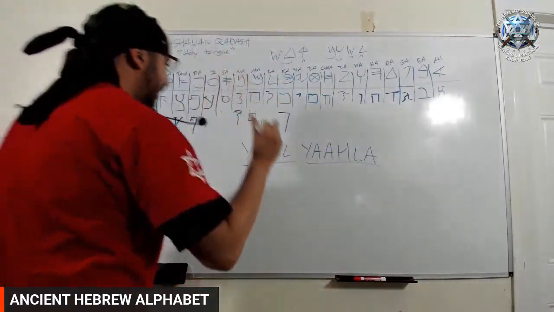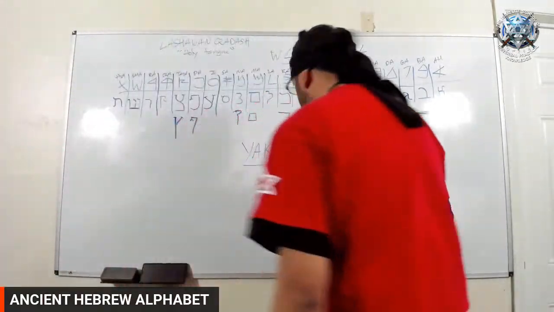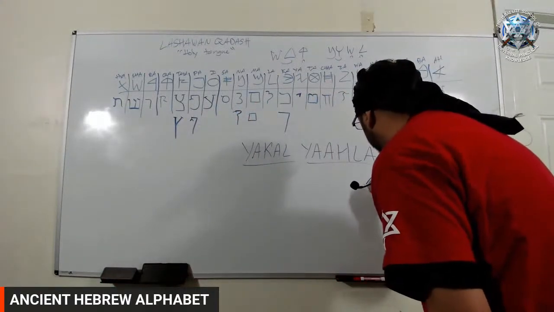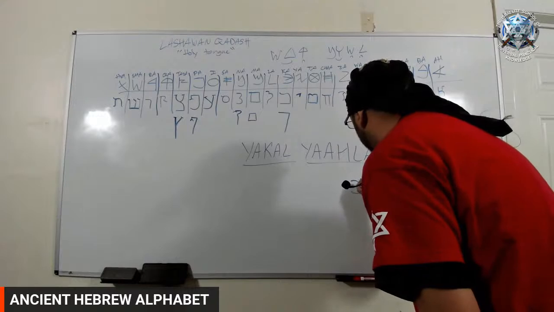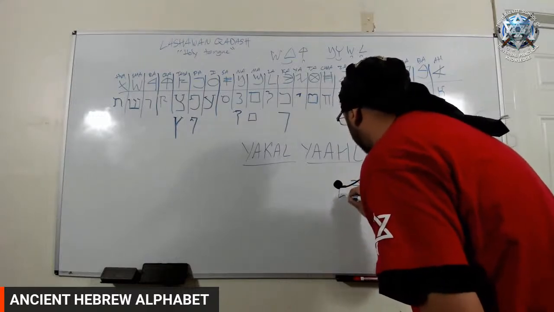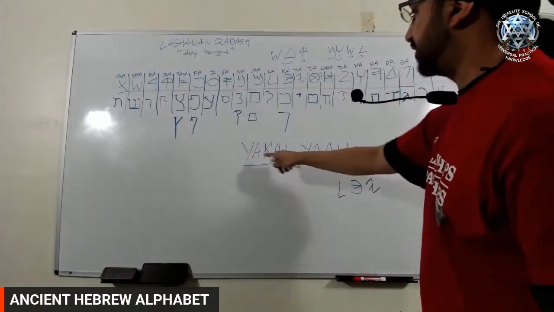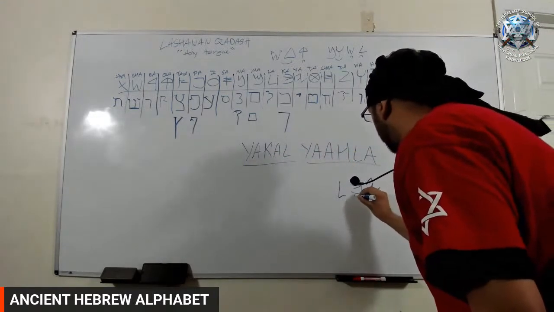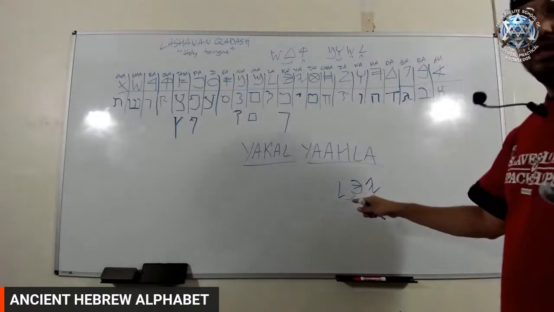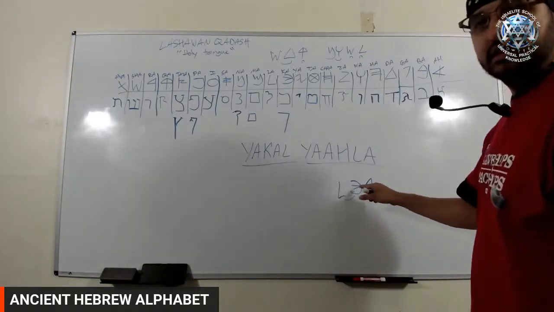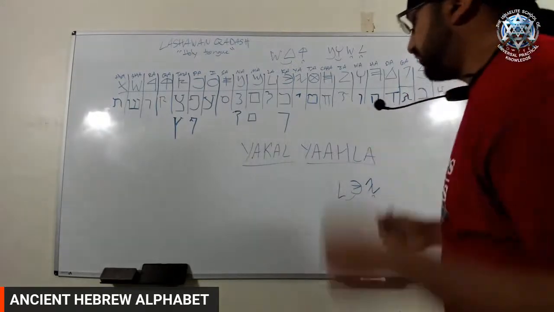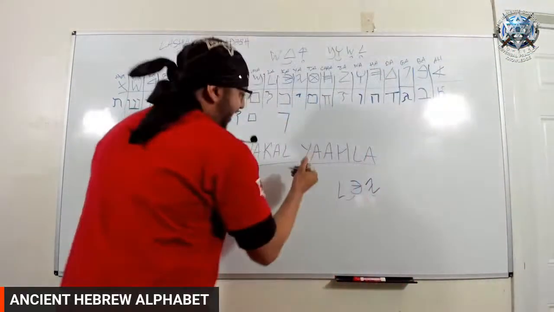Okay, so Yakal, I'm gonna start off with the ancient Hebrew version. Ya, Ka, La, right? Because there's 3 letters here. Ya, Ka, and then La. Now again, the La is connected to the Ka. So it's Ya, Ka. Okay? Following? And then the next part, Ya'ala.